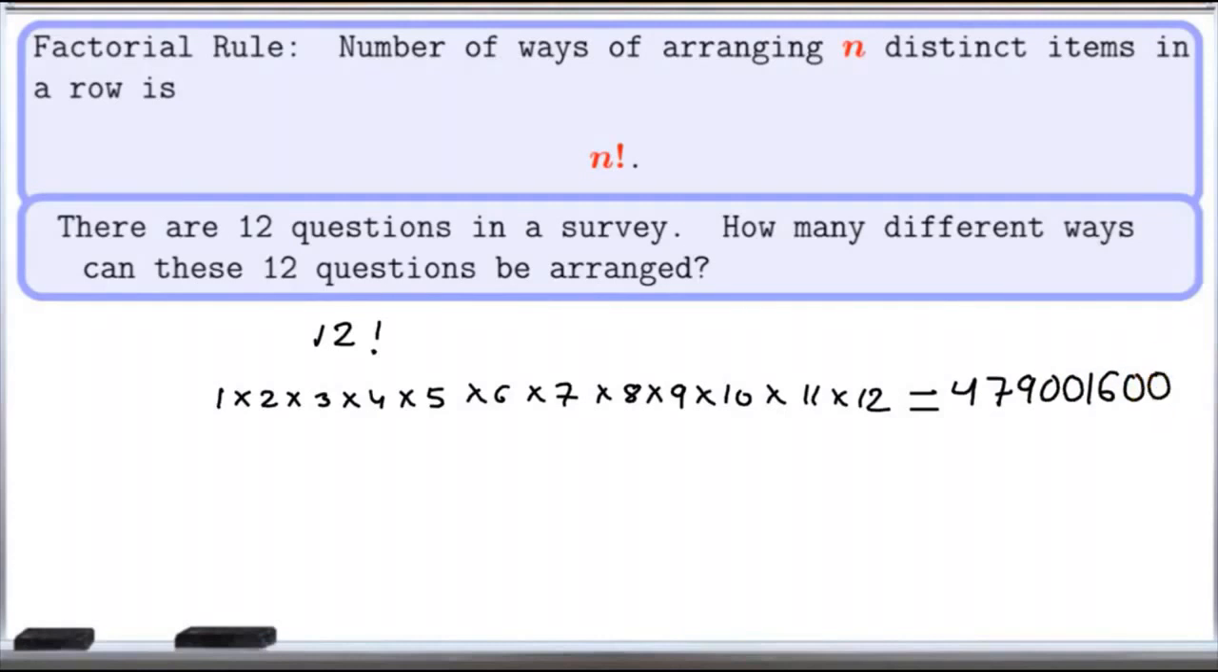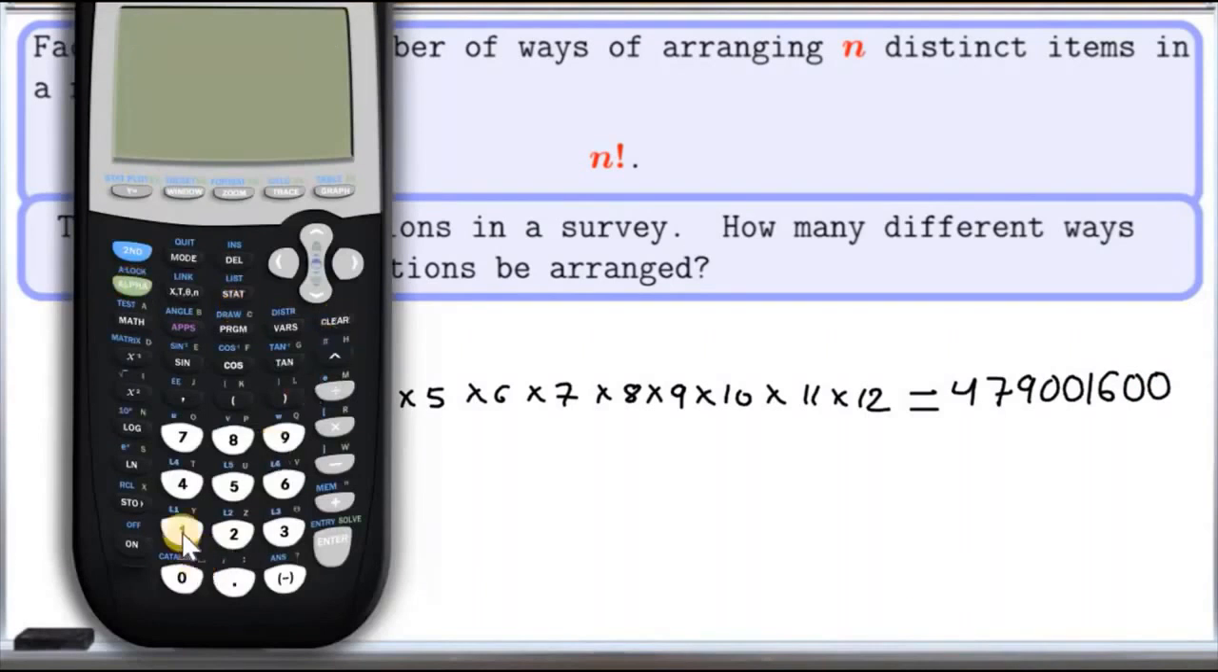So let me show you how to do this in a calculator. Here, since we are trying to find 12 factorial, first punch in 12, then hit math, then make sure you highlight probability. Okay. So now go down to number 4, use this arrow key to go to number 4, then hit enter, then hit enter. Okay. So this is what we got using the formula too.